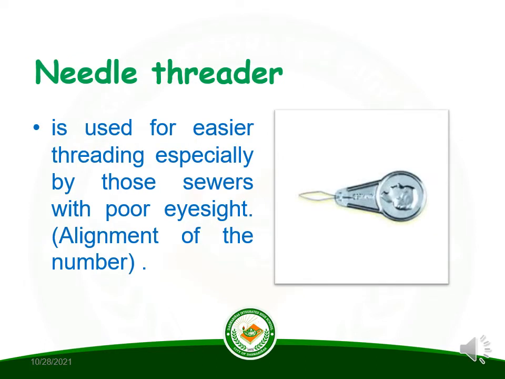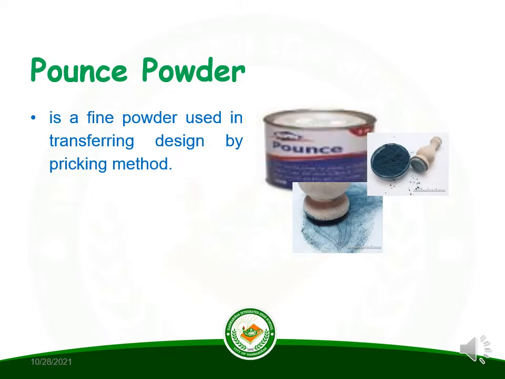Needle threader is used for easier threading, especially by those sewers with poor eyesight. Pounce powder is a fine powder used in transferring design by pricking method.